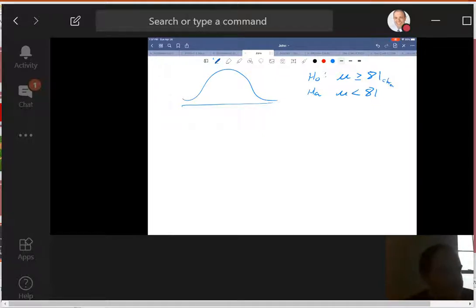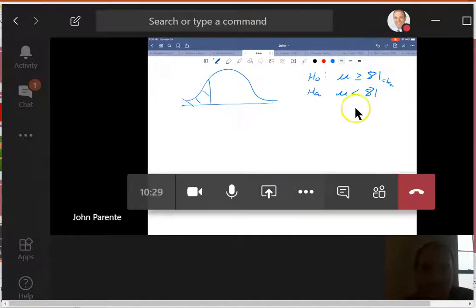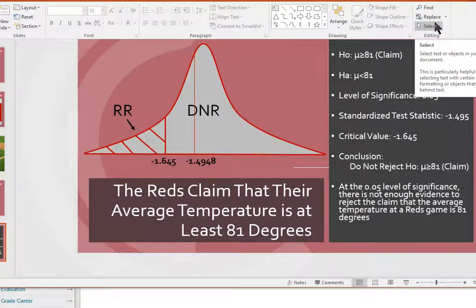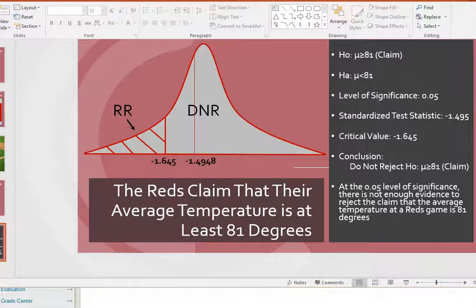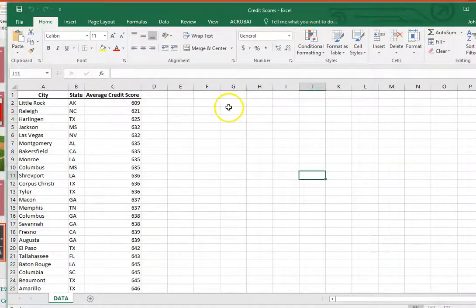Okay, as at least, so it's a left tail test, right? All that stuff we know because we know how to do the problem by hand, but then we know how to do this on the computer as well. So if I take my data set here, we know how to do all this stuff. Your Excel spreadsheet should look like this.